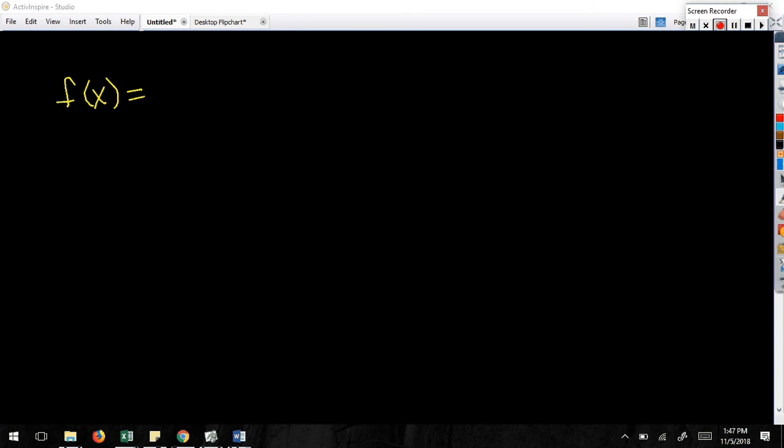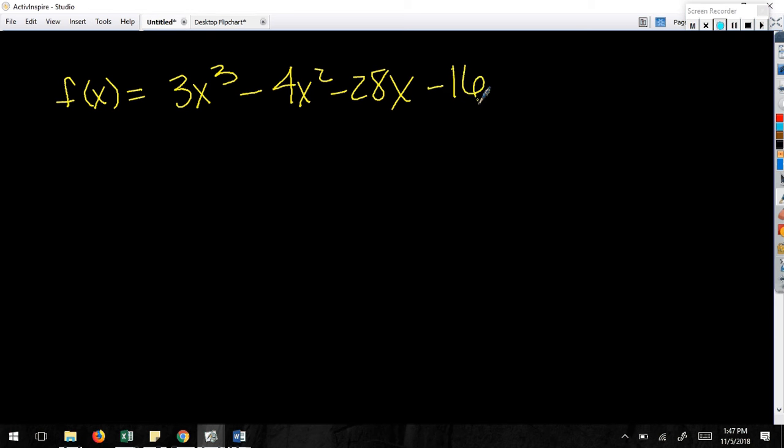I start out with a function. Let's say it is 3x to the third minus 4x squared minus 28x minus 16. If I tell you that x plus 2 is a factor, how could you find another factor? You could divide it, right? Because when you divide by a factor, you get another factor, okay?